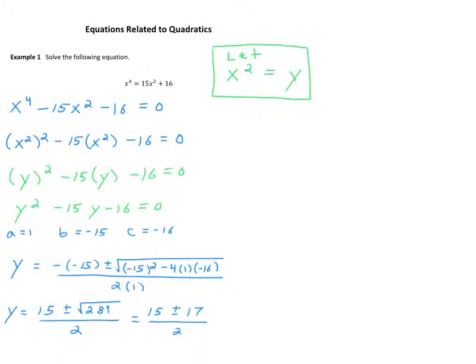If I break that up into two solutions, y is equal to 15 plus 17, which is 32, divided by 2 is 16. If I do 15 minus 17, that's negative 2 divided by 2, which is negative 1. Those are my two solutions, but they're for y. The ultimate goal is, what is x?